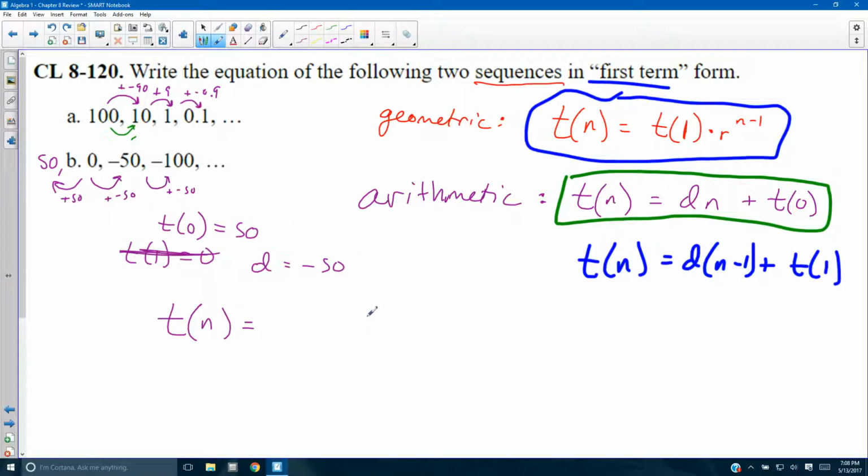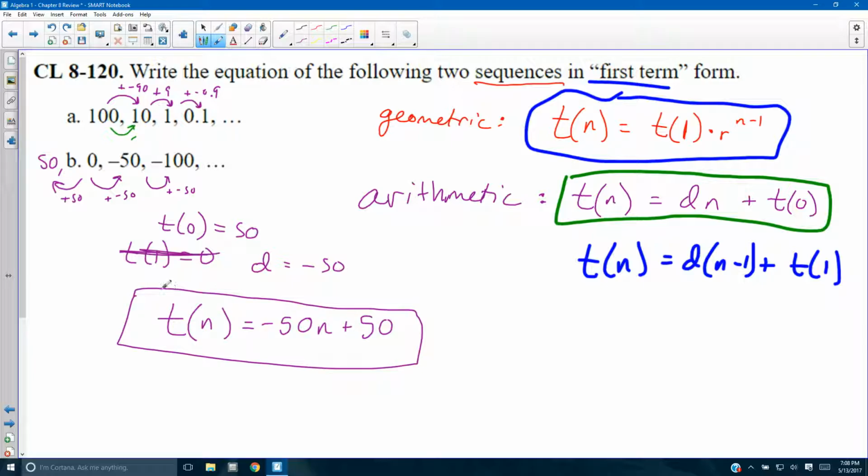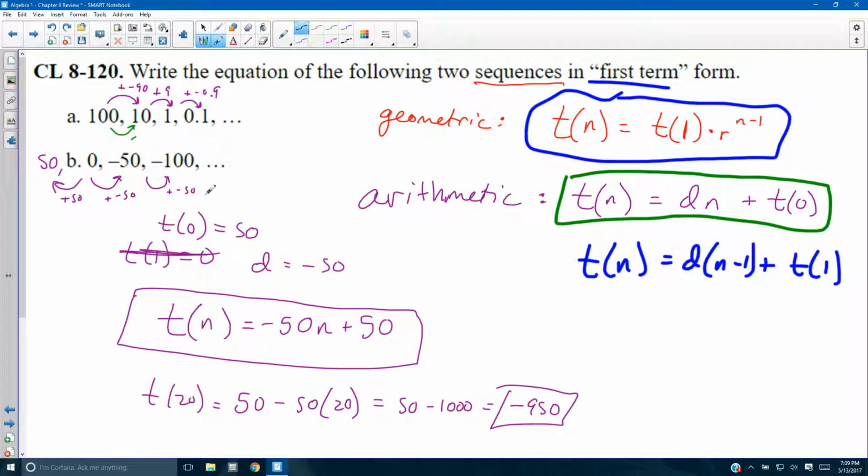So to find the value of term n, I start from term number 0, 50. And I'm going to subtract the number 50 exactly the same number of times as the term number to which I'm referring. For example, to find the value of term number 20, I would take 50. Then I would subtract 50 20 times. I would do 50 minus 50 times 20, which is 50 minus 1,000, which is negative 950. Term number 20 is negative 950, just by doing that substitution. And that was quick enough and painless enough, and it worked out the way I wanted it to. So this is the answer to B right here.